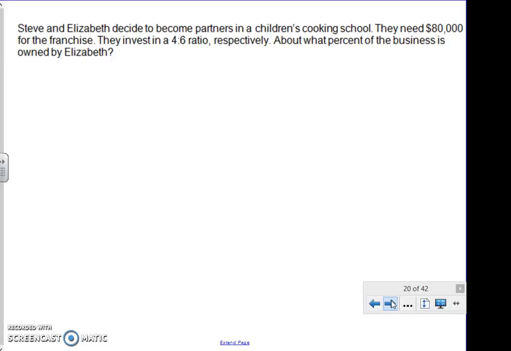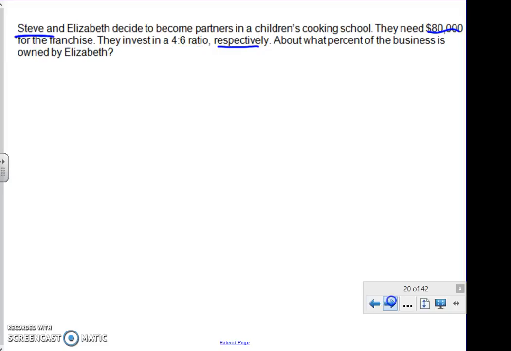Steve and Elizabeth decide to become partners in a children's cooking school, and they need $80,000. They invest in a 4-to-6 ratio respectively. Now, first I want to address that word respectively. What that means is the order that they are listed in. So you can see here Steve was listed first.